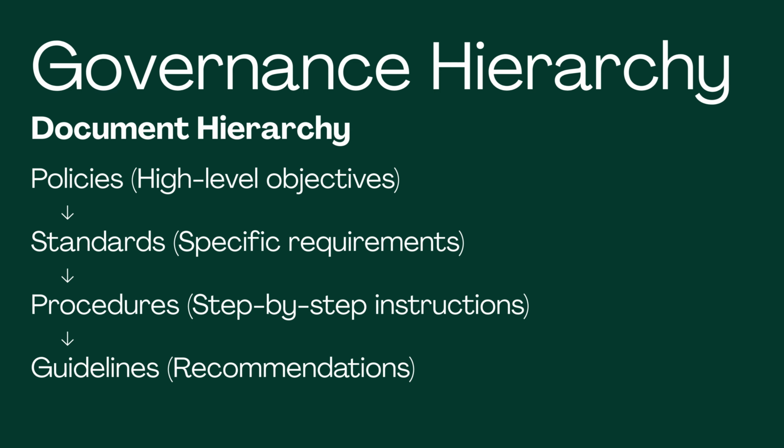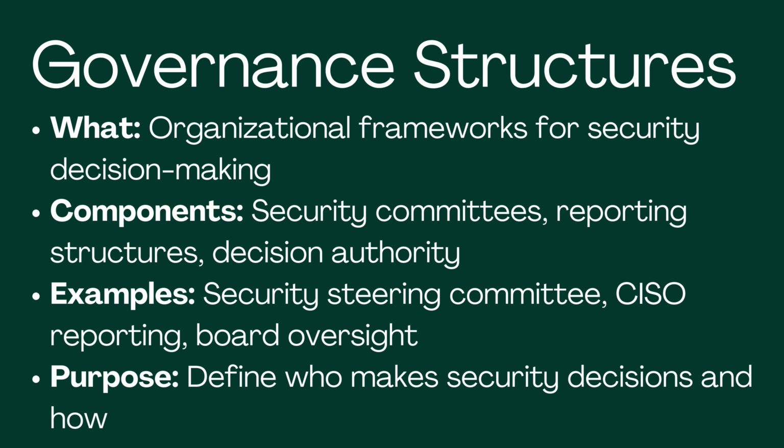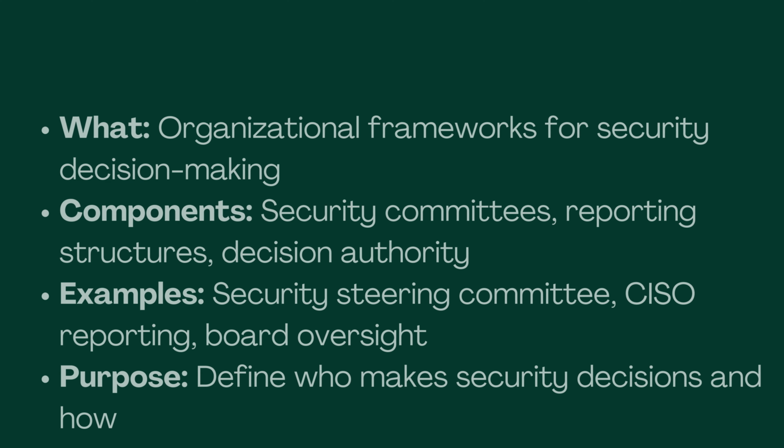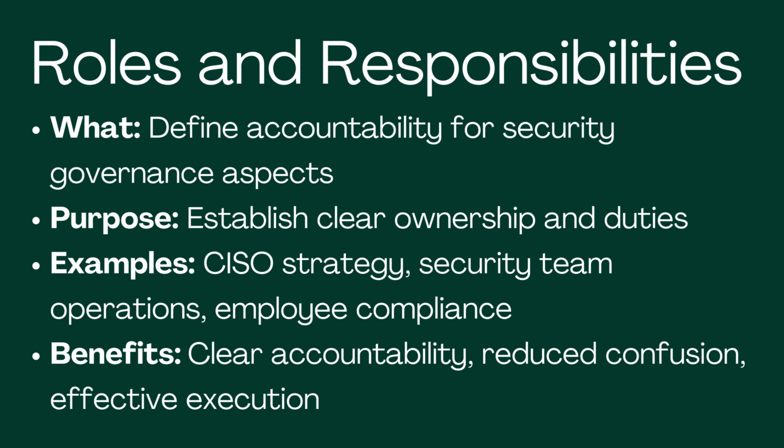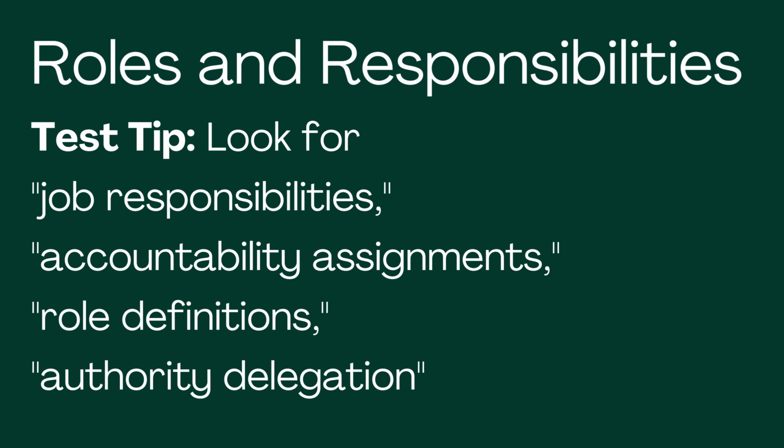And then governance structures are the organizational frameworks that define roles, responsibilities, and decision-making authority for security governance. So governance framework, security committees, organizational structure, decision authority, reporting structures. Look for scenarios and key phrases involving those words. Then you have roles and responsibilities, which define who is accountable for various aspects of security governance and what their specific duties and authorities are. Job responsibilities, duty assignments, accountability assignments, authority delegation.